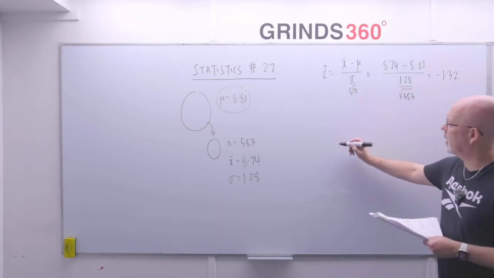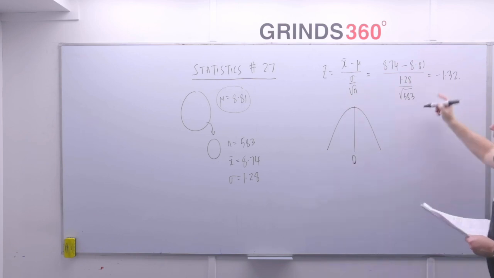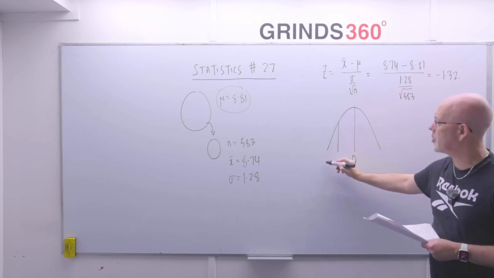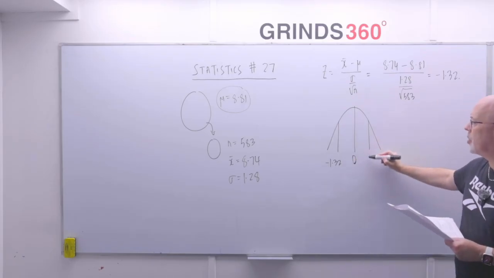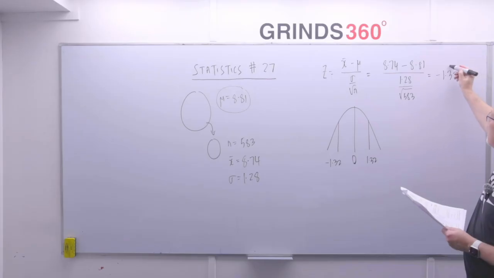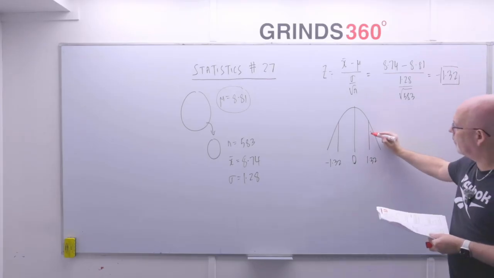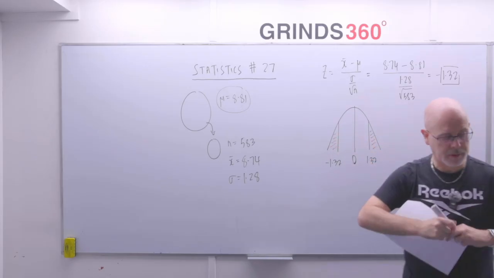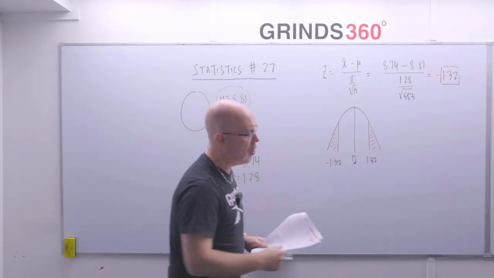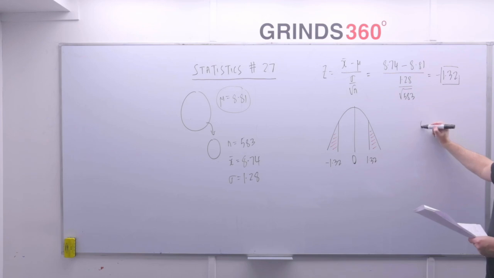Now, once I've found that z value, if I go to my formula booklet on page 36, 37, this diagram here, I put the positive and negative versions of that number on it: minus 1.32 here, and plus 1.32 there. And then this bit here and this bit here are my p-value. So adding those two together gives me my p-value. If I look up 1.32, I get 0.9066.